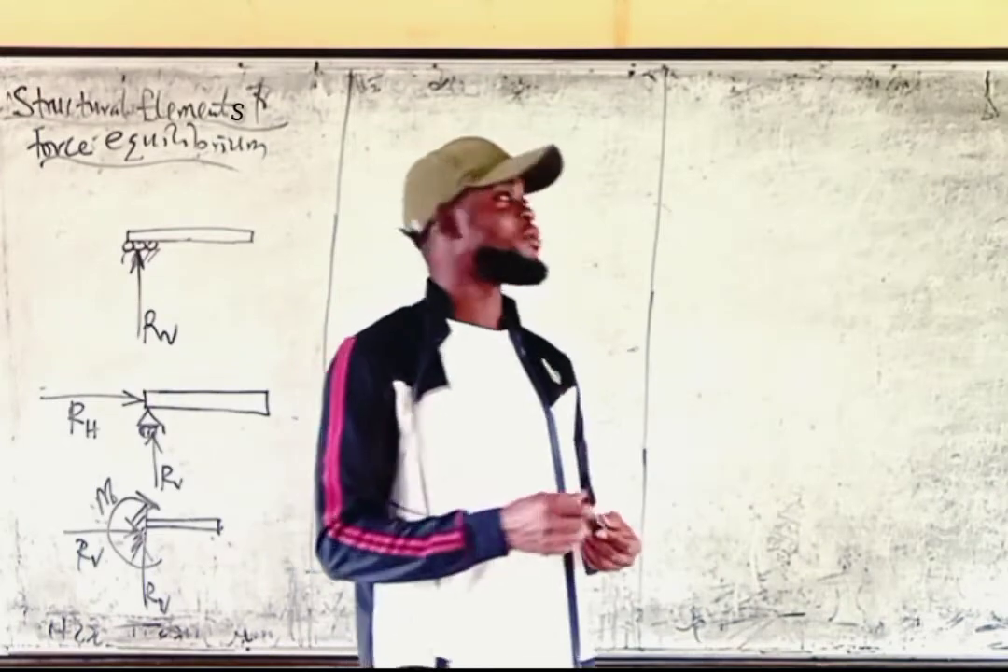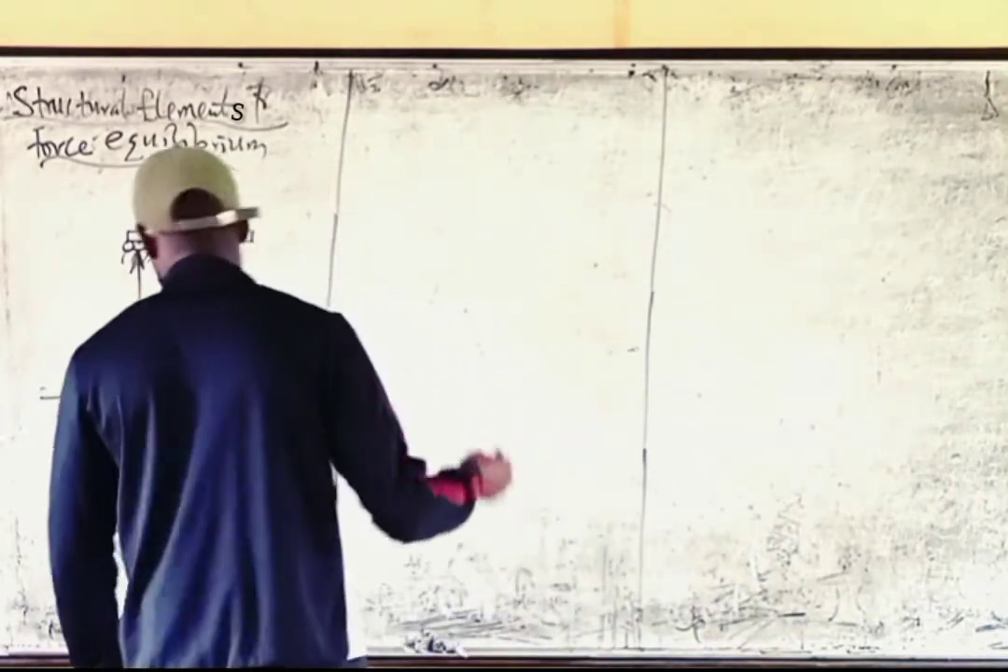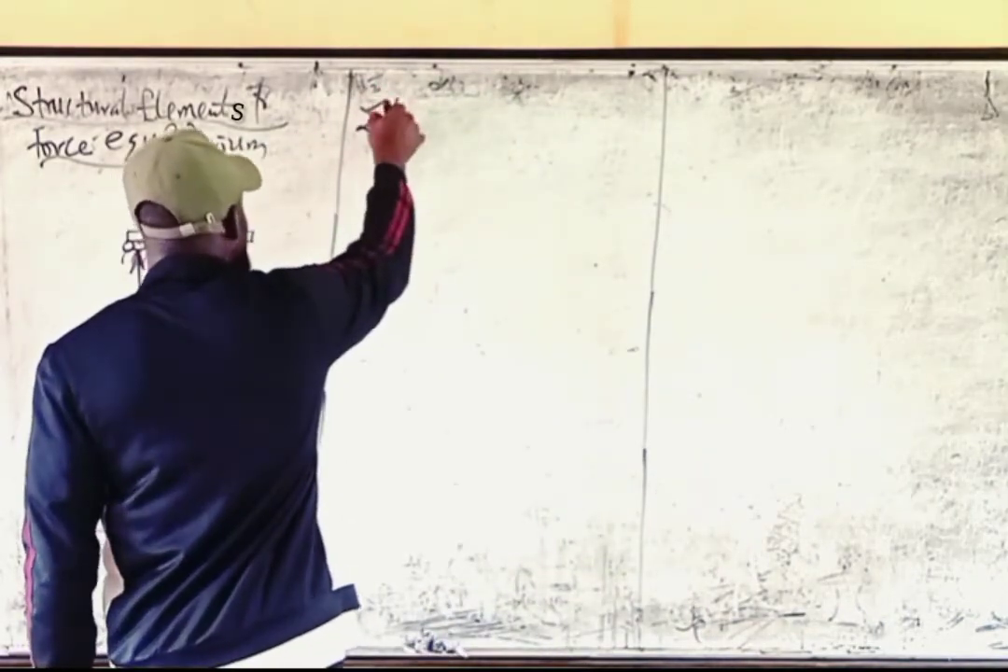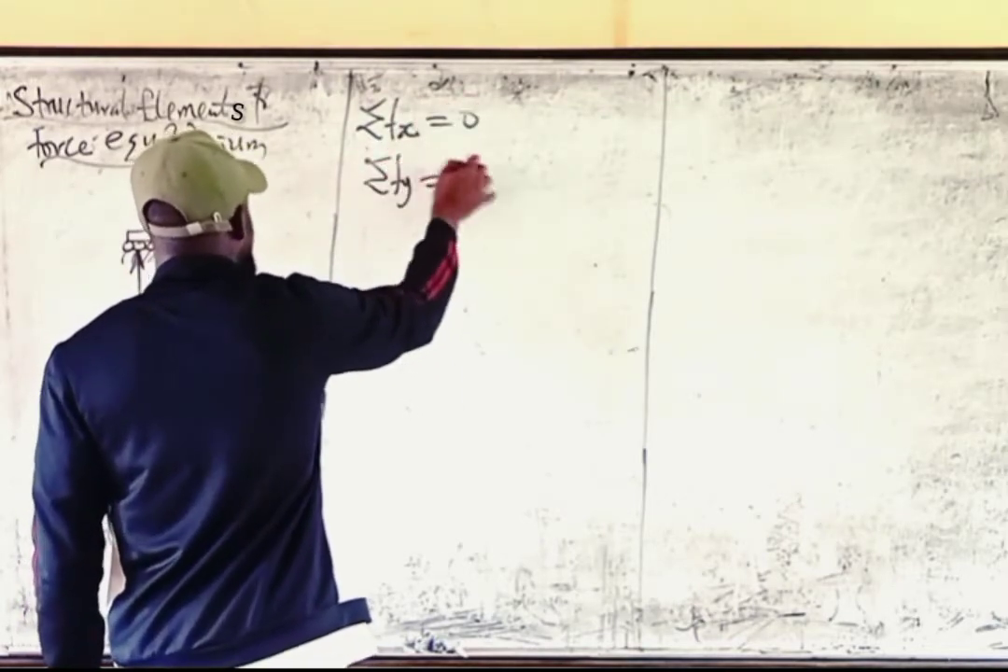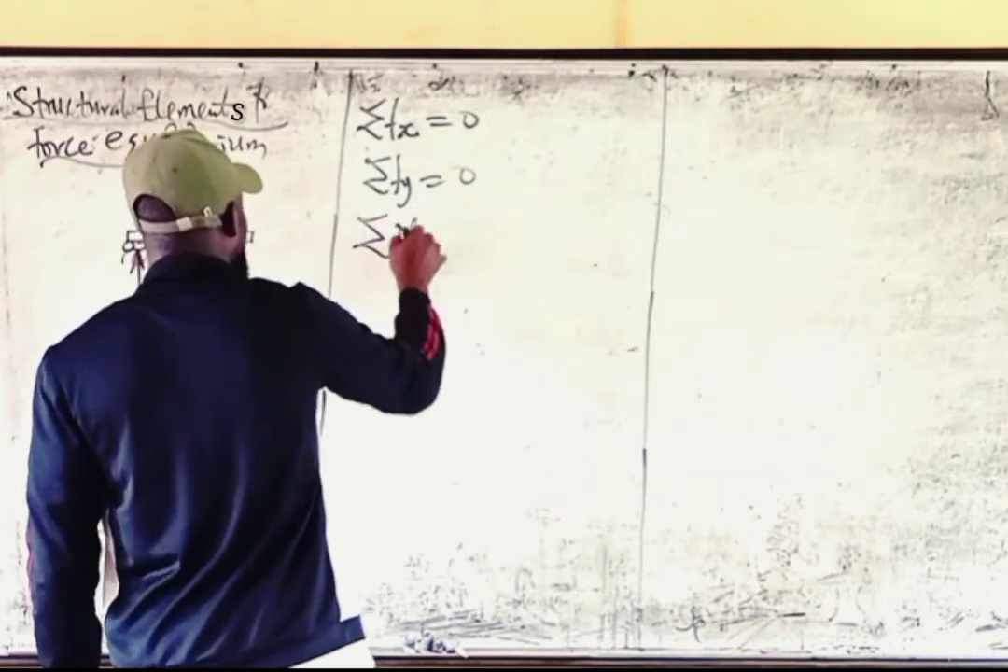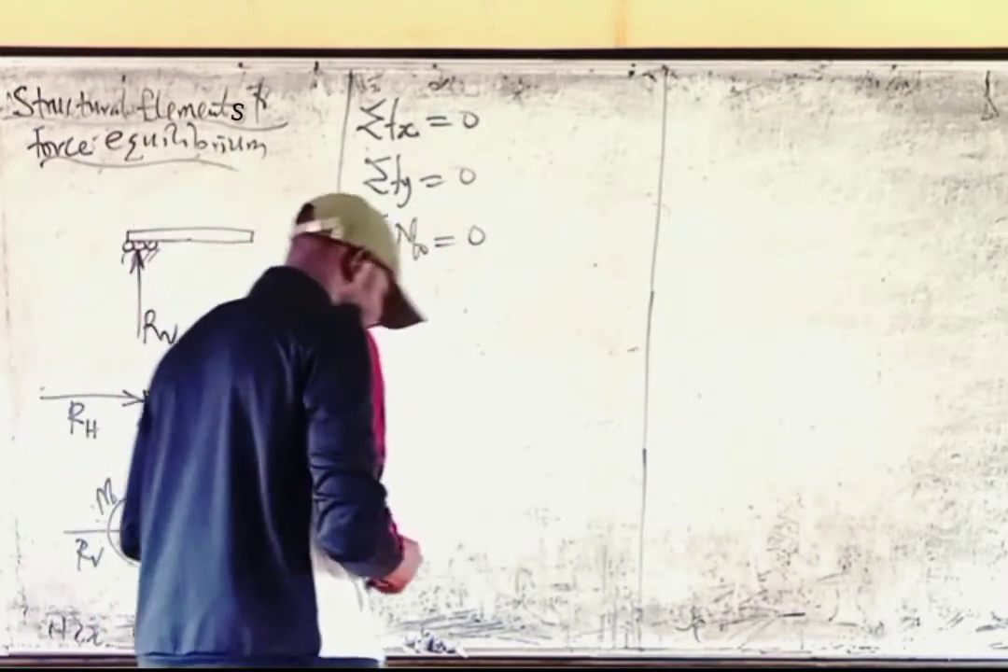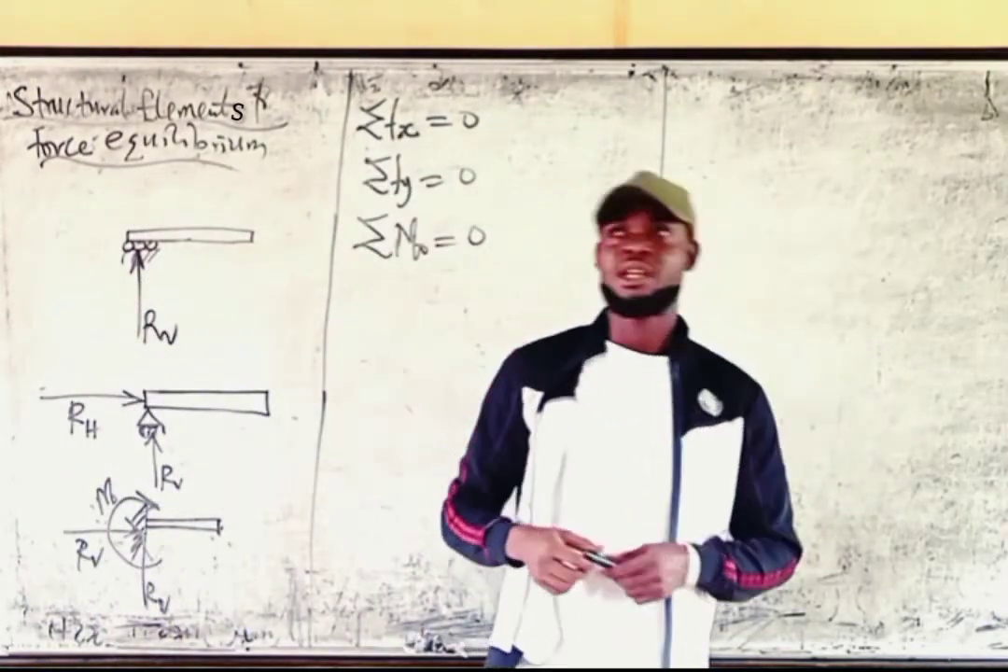So we have the equation of static equilibrium, called the static equilibrium equation, which shows that the sum of forces in the x direction must be equal to 0, the sum of forces in the y direction must be equal to 0, and the sum of moments about any point must also be equal to 0. These are the static equilibrium equations.